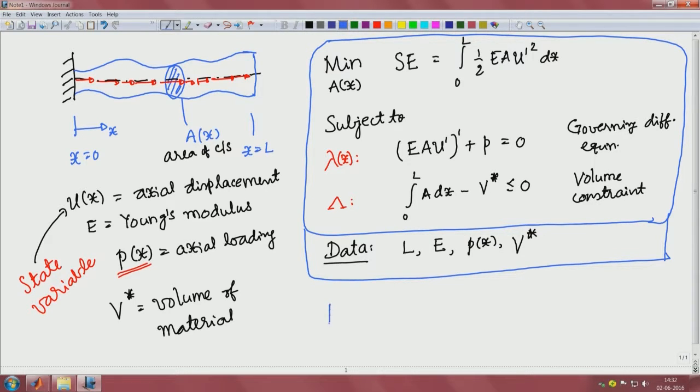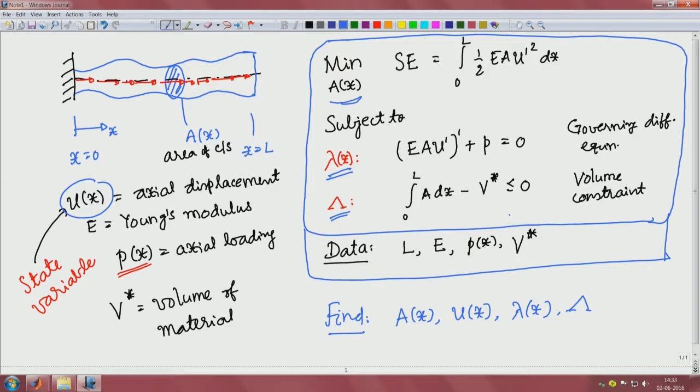Now, what should we find? We have to find obviously A of x, because that is our optimization variable. In the process, we have to deal with our state variable also, u of x, that is also unknown. We may not be interested in it, but as part of the process we will end up finding it. And we also do not know this Lagrange multiplier function corresponding to the governing differential equation, that is lambda of x, and we do not know this uppercase lambda.